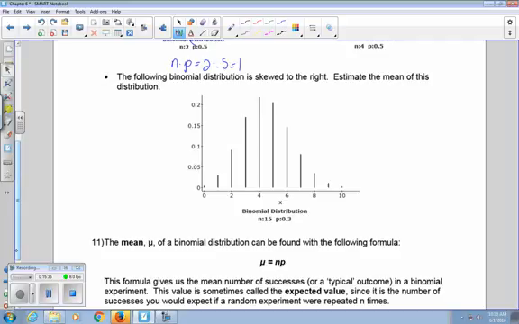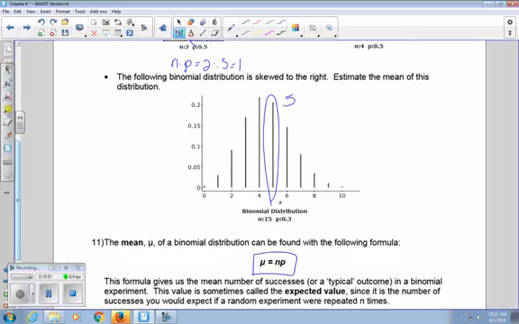So the following binomial distribution is skewed to the right. What do we think the mean is of this one? The mean looks like it's probably around here, which is 5. As I said, it turns out that the mean of the binomial distribution can be found with this formula. The mean is equal to n times p.